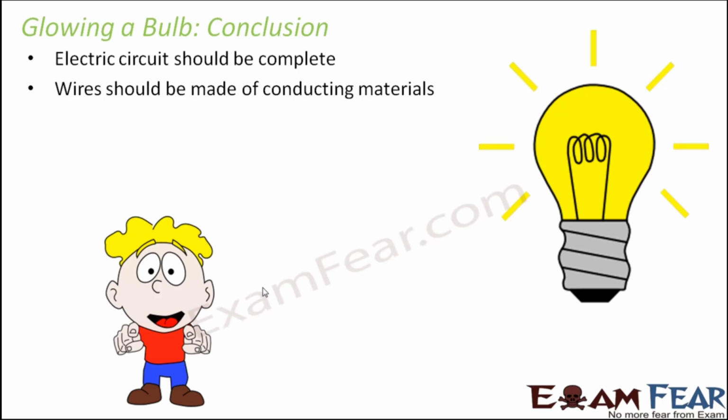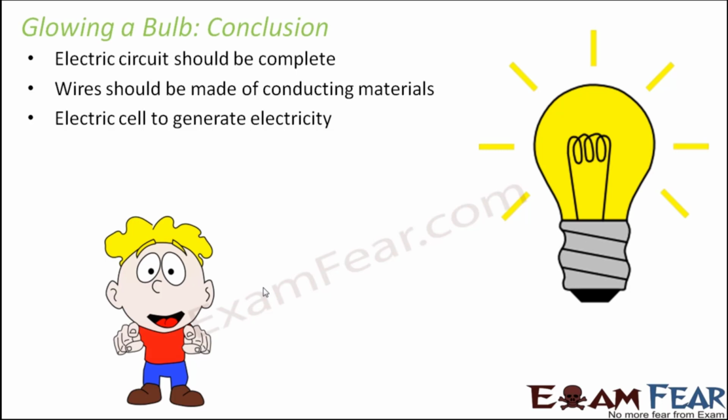The second thing is that the wires should be made up of conducting materials, because these conducting materials allow electric current to pass through them. Insulating materials will not allow current to pass through them. So there should be only conducting materials present in the circuit. An electric cell has to be present to generate electricity, because if there is no electric cell or battery, there is nobody to generate electric current.